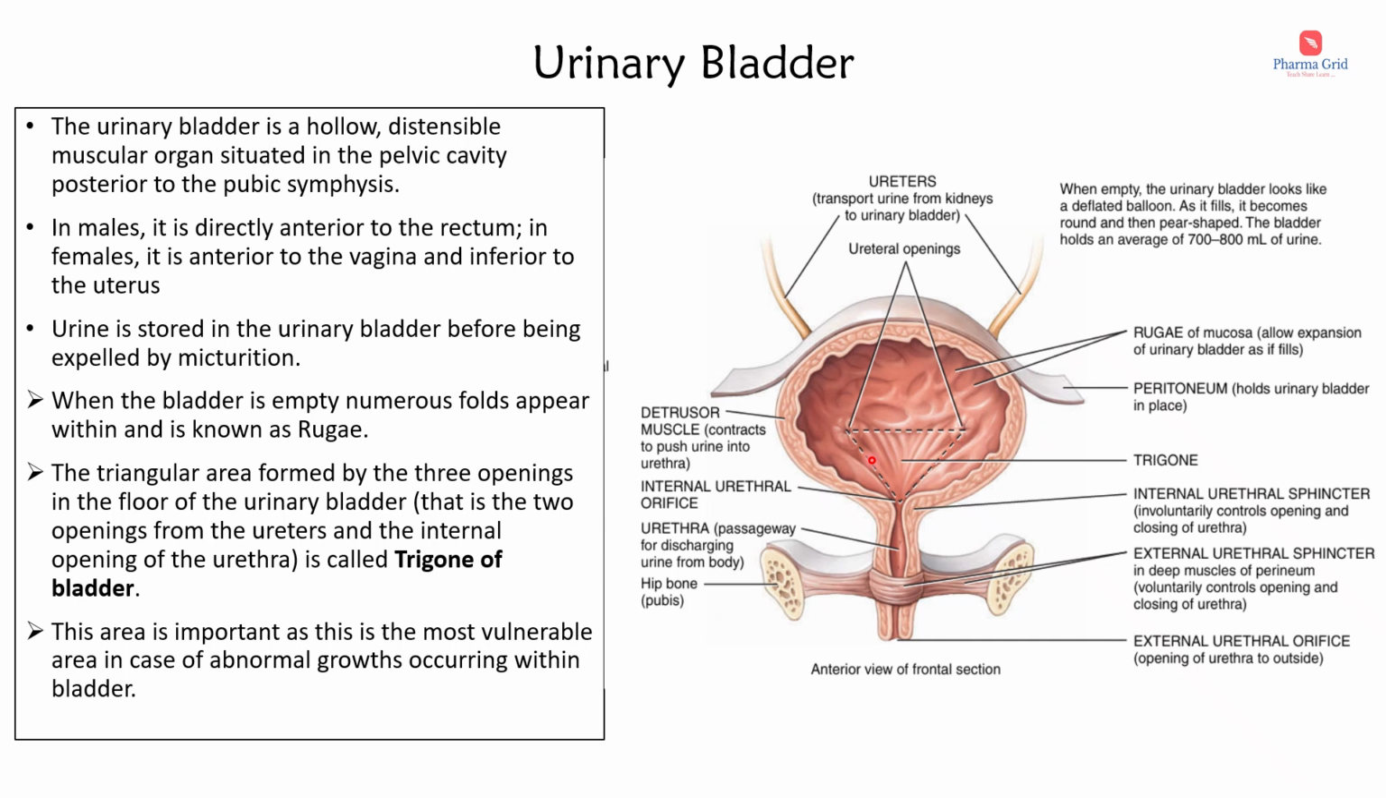What are the three openings? That is two openings from the ureters and one from the internal opening of the urethra. Okay. Then the detrusor muscle. The detrusor muscle helps in the contraction to push urine into the urethra.